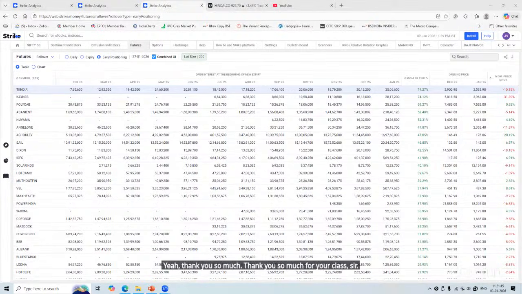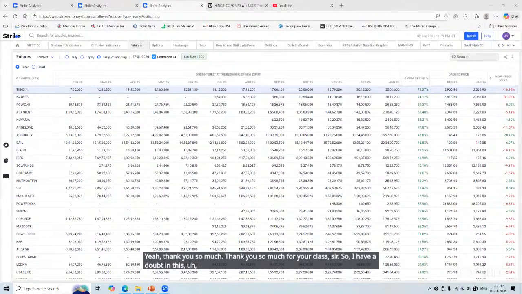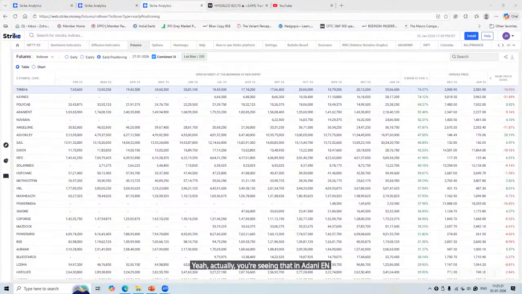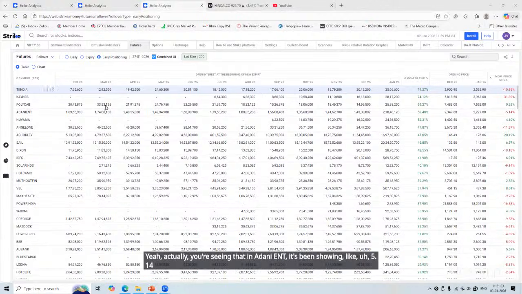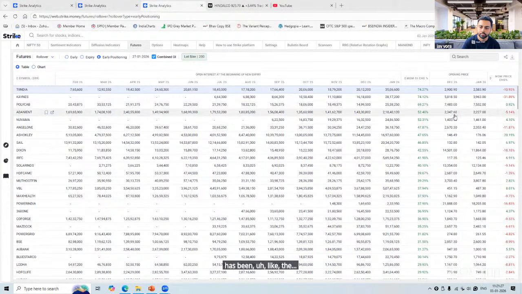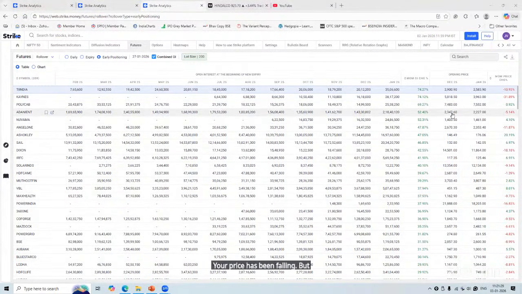I have a doubt in this OI interpretation. In Adani E&T, it's been showing that the price has fallen by 5.14%. But as I can see in the chart, from the past 2 or 3 days, it has been rising. How do I interpret this?